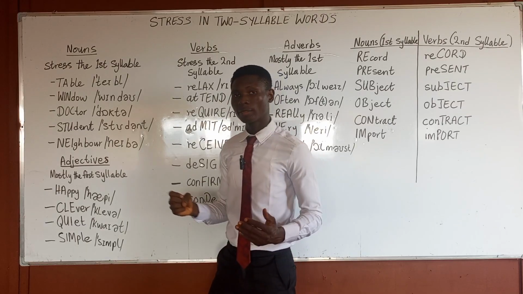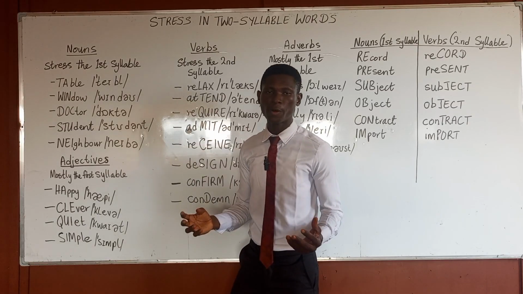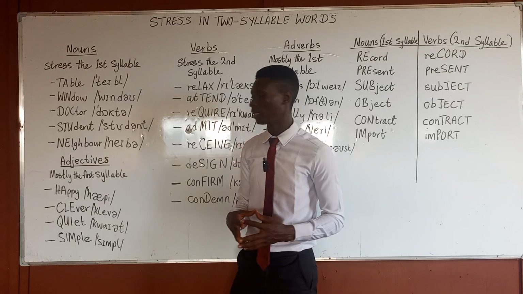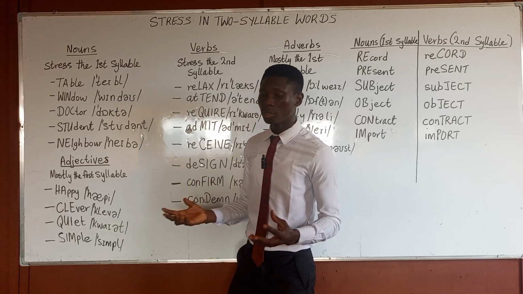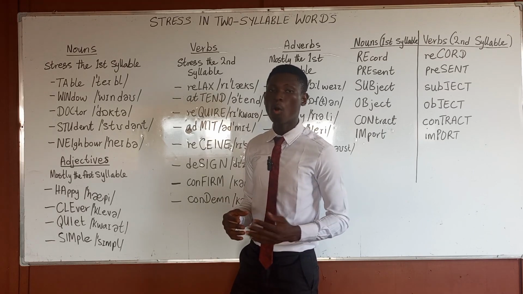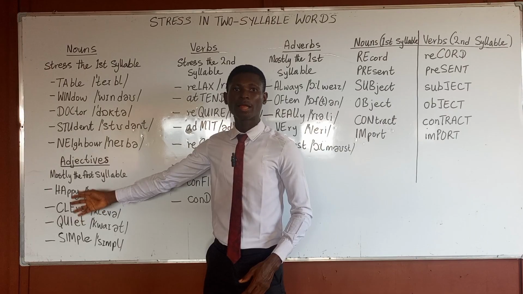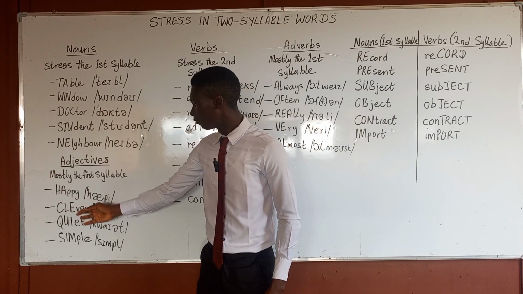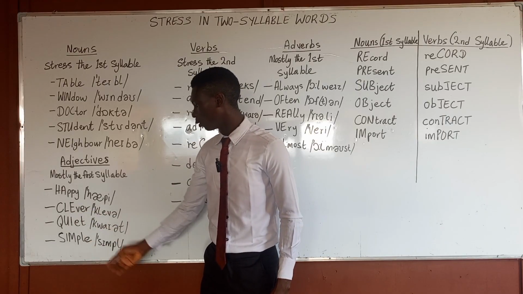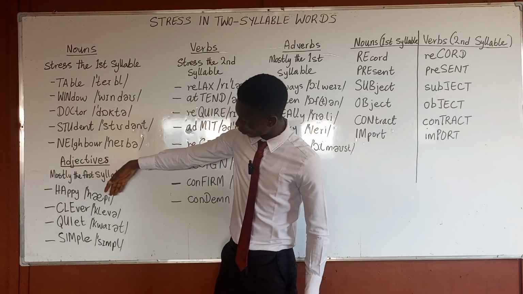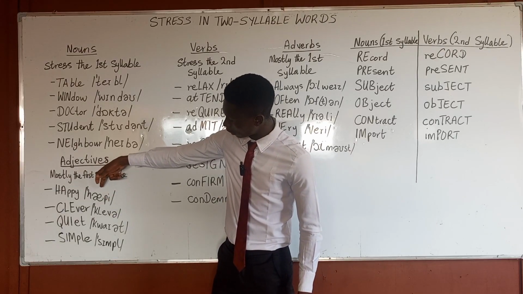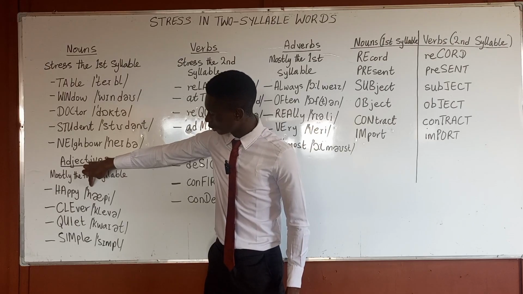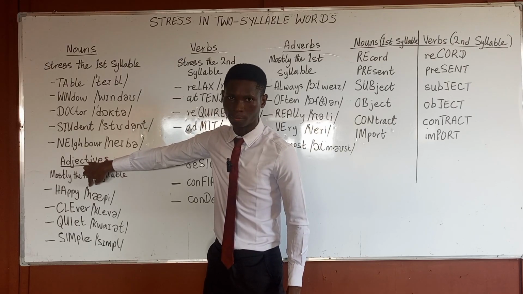Then, considering adjectives, what are adjectives? Those words that are used for description. In other words, descriptive words. Hence, most adjectives are stressed on the first syllable, just like nouns. Hence, we have happy, clever, quiet, simple. So, looking at the transcriptions of each of these words, you'll get to realize that we have the symbol of stress or the stress marker on the first syllable.